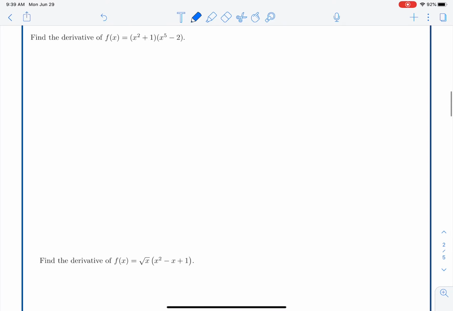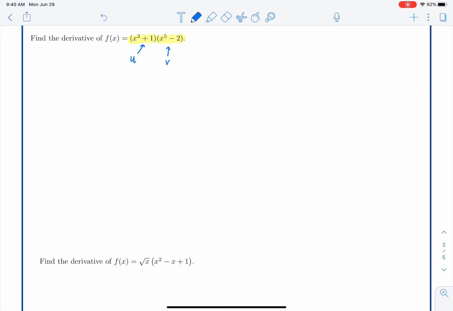So here we have a problem where we have two functions in product. One is x squared plus 1, the other is x raised 5 minus 2. Of course, we can FOIL this and take the derivative, but anytime you have functions in product, it is advised that we use product rule. So I'm going to call that u and that v. So u is x squared plus 1, v is x raised 5 minus 2.